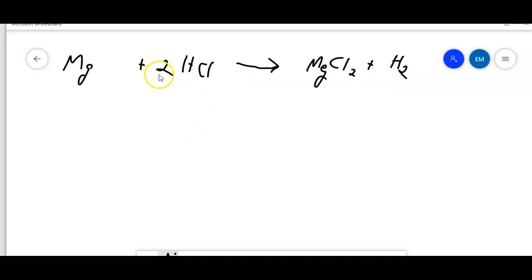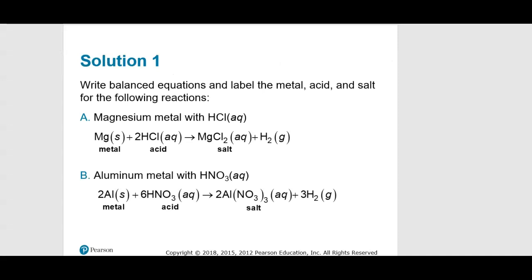And now, what do we have here? We have one magnesium, two hydrogens, two chlorides. It looks like we're balanced already, so that was pretty simple. So we have magnesium, which is going to be a solid, plus two HCl's, which is going to be aqueous, and magnesium chloride, which is going to be aqueous, and hydrogen, which is going to be a gas. All right, so there's your reaction. But it's actually pretty simple in this case. Some of these aren't necessarily all that simple.